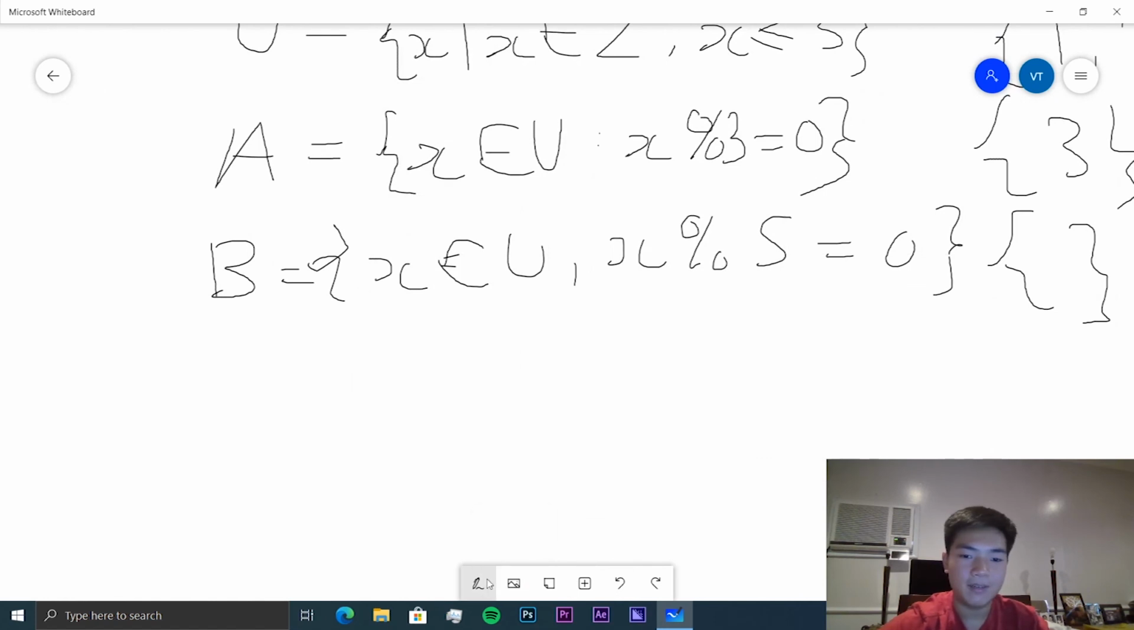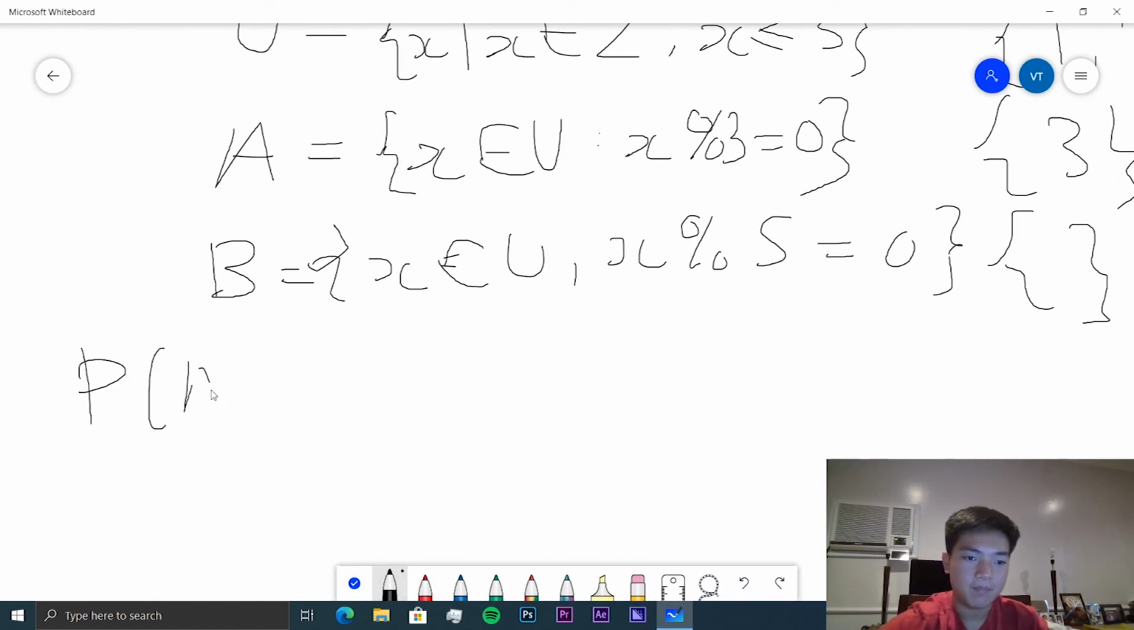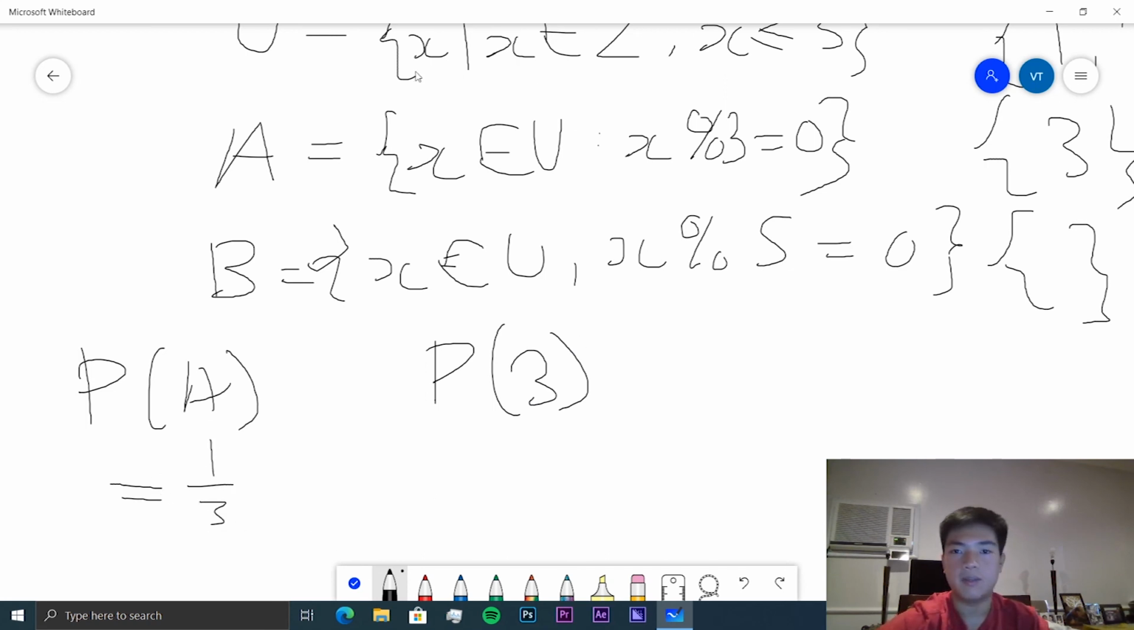And so finally, we need to find the probability of A and the probability of B. So the probability of A is simply equal to 1/3, since there are 3 elements in the universal set, only 1 in A. And the probability of B is equal to 0, since there are no elements in B.